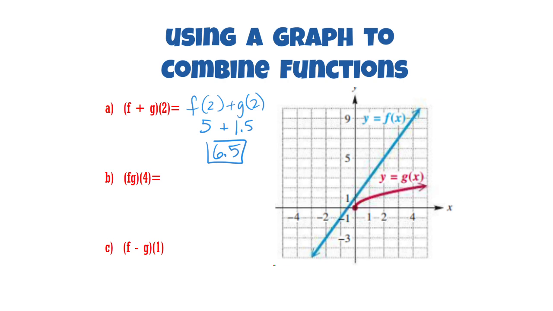Same deal. What about fg of 4? Remember, that just means multiplication. Looks weird, so I'd like to throw that one at us every once in a while. Plug 4 into the f function. Track this over here to where x is 4, and then you go up, and it hits the y at 9. F of 4 is 9 times.